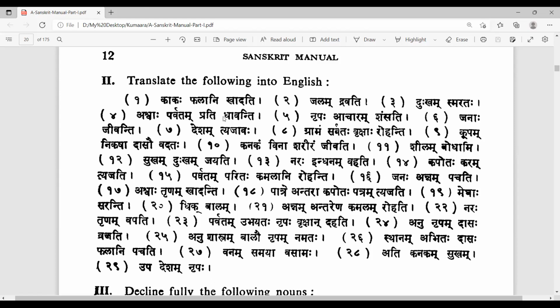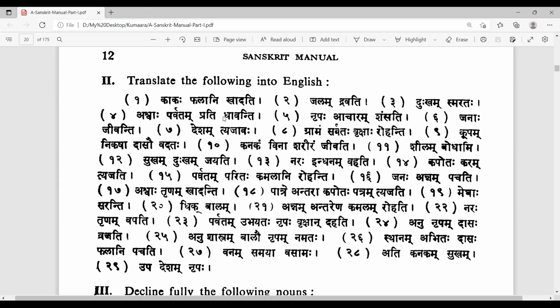Yes, kapotah karam tejati. Tejati is a kriya padam. Kaha tejati? Kapotah tejati. Kam tejati? Karam tejati. It means the pigeon flies away from your hand, leaves the hand. But you translate kapotah karam tejati as though it abandons your hand. That's why I say the translation will be peculiar, the words are peculiar. You cannot say it is wrong, but it is how it is.